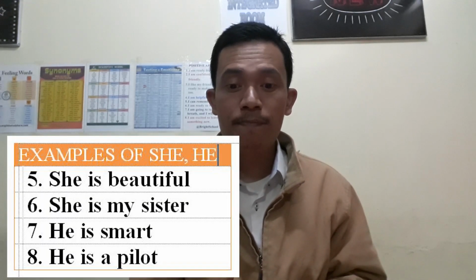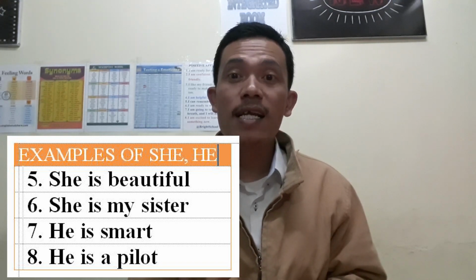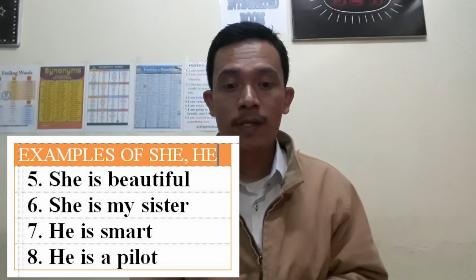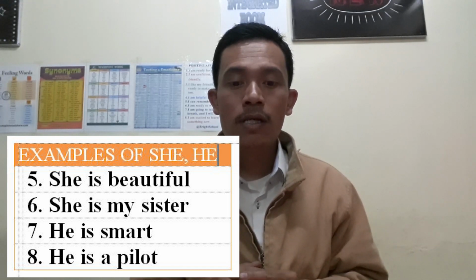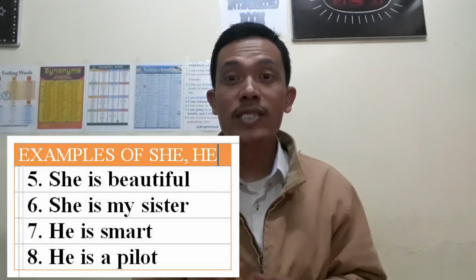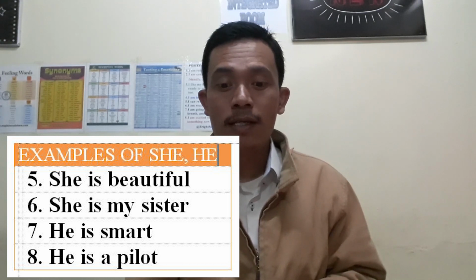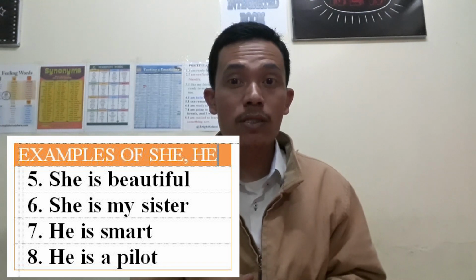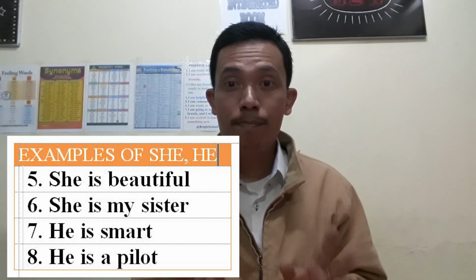Let's check. She is beautiful. Dia adalah cantik. Ataupun dia itu cantik. And the second is, she is my sister. Dia adalah kakak saya. Atau, dia kakak saya. And the fourth is, he is smart. Dia cerdas. Atau, dia adalah cerdas. And next, he is a pilot. Dia adalah seorang pilot. Ataupun, dia adalah pilot.